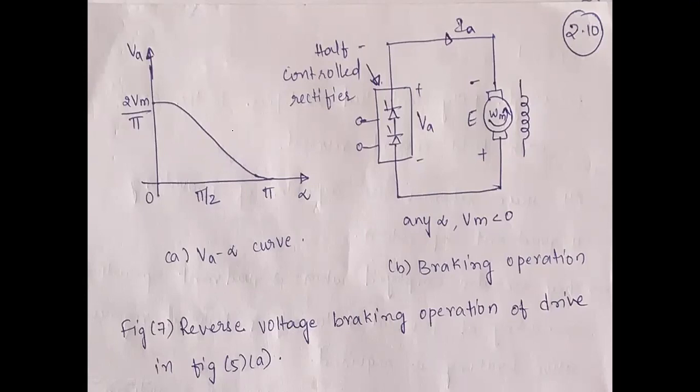A fully controlled converter is capable of providing forward motoring, which is in quadrant 1, and reverse regenerative braking, which is in quadrant 4. You saw this in the fully controlled converter in previous classes: in the first quadrant only forward motoring is there, and in the fourth quadrant reverse regenerative braking is there. So this fully controlled converter is capable of providing forward motoring and reverse regenerative braking.